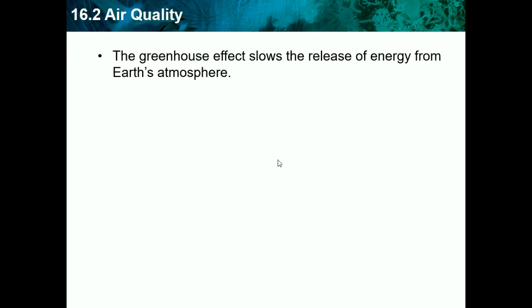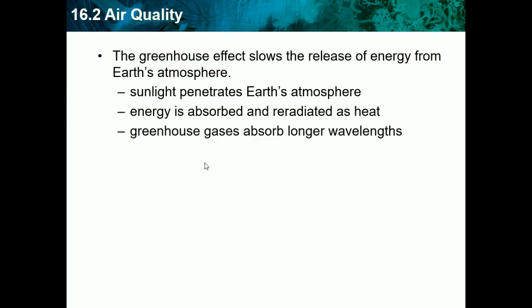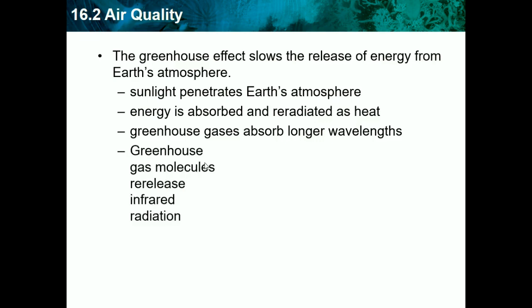The greenhouse effect slows the release of energy from Earth's atmosphere. And when they mean energy, they basically mean heat. Sunlight penetrates the Earth's atmosphere. So sunlight comes in, energy is absorbed and radiated as heat. The sunlight comes in and it produces heat on the Earth. And greenhouse gases in our atmosphere and the ozone absorb longer wavelengths and don't let the sun's heat leave. So the sun's heat comes in and stays here for a really long time and releases slowly, just like what a greenhouse does. It takes in the sun's energy and keeps it nice and warm inside.